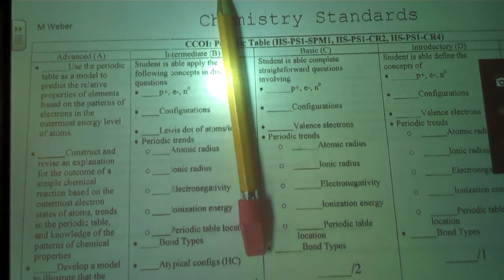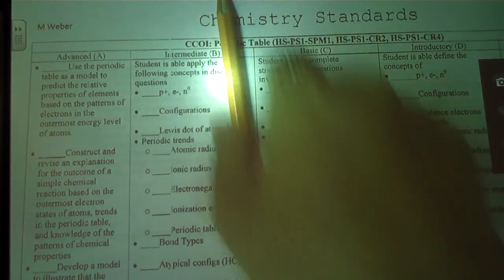Alright, the moment everybody's been waiting for. How the heck does this actually look? Okay, so the paper you see in front of you is one of my standards. So where did I get these?